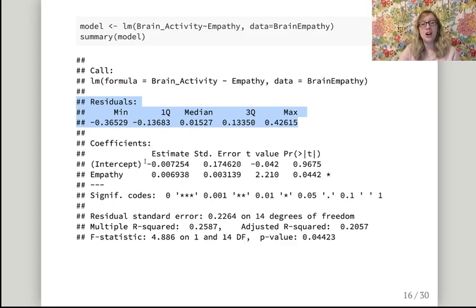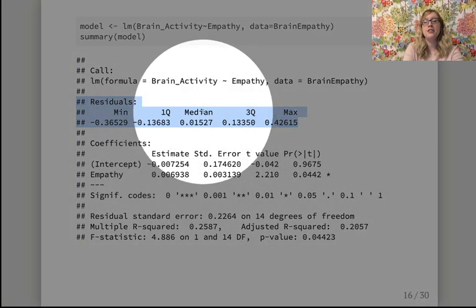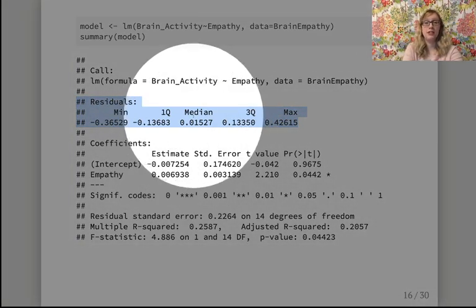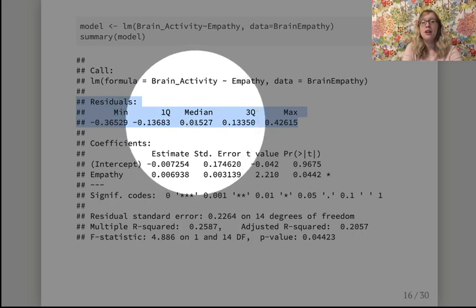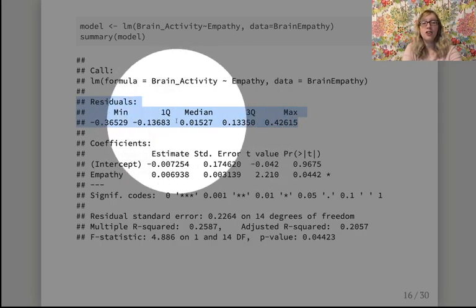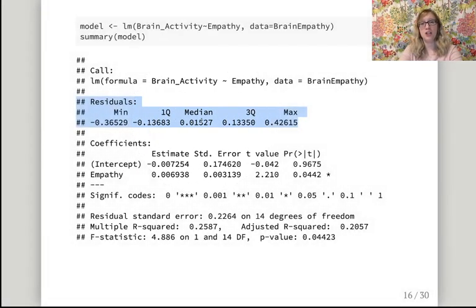We'd like to know whether or not the residuals are normally distributed with mean 0. If they are, the median, or the center of that distribution, should be near 0. So we want to check to see that this median is near 0. Normal distributions are also symmetric, so the first quartile and the third quartile should be roughly the same in terms of the absolute value. With this data set, things are looking pretty good.